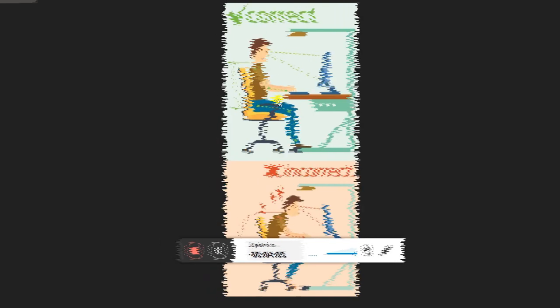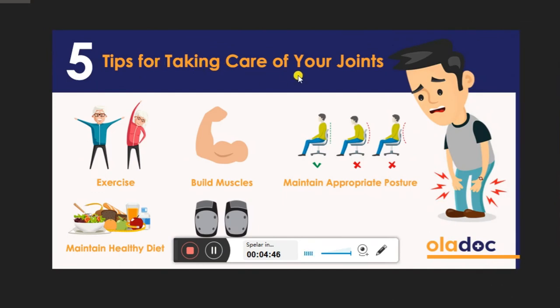So, 5 tips for taking care of your joints. This is the exercise. You should do regular exercise. You should eat that kind of food which will build your muscles and do exercise. Then maintain appropriate posture, you should be very careful, and then maintain a healthy diet, and also use protection. So these all things will be helpful for your joints and the bones. Otherwise, before your old age, you will become old and weak also.